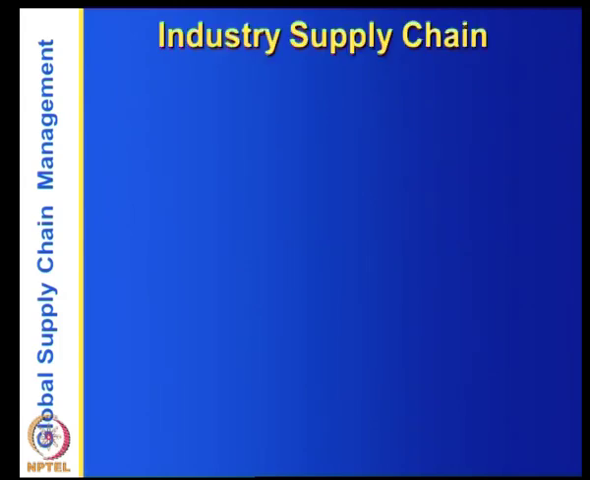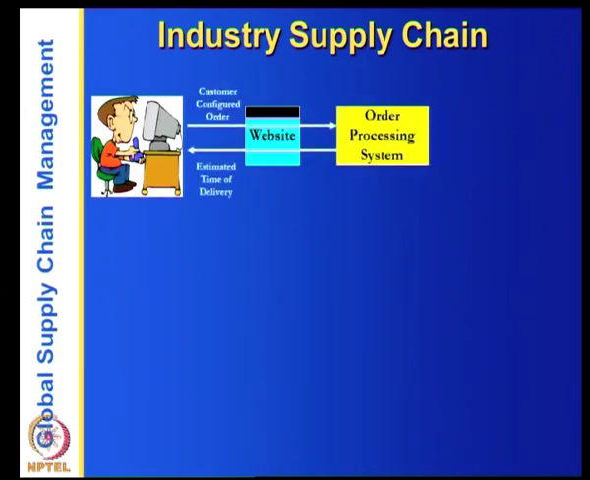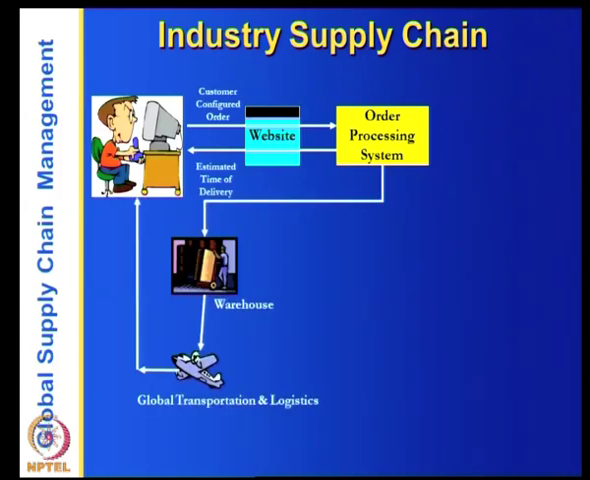Let us look at some examples in this. For example, we have an industry supply chain where you are a customer sitting at your PC, looking at your website. If you want to order, say, a laptop, you go to the website, to Dell or Lenovo or any of the company websites, and start the ordering process. Once you order, you pay the money through your credit card. Then if it is available in the warehouse, it is supplied to you immediately.